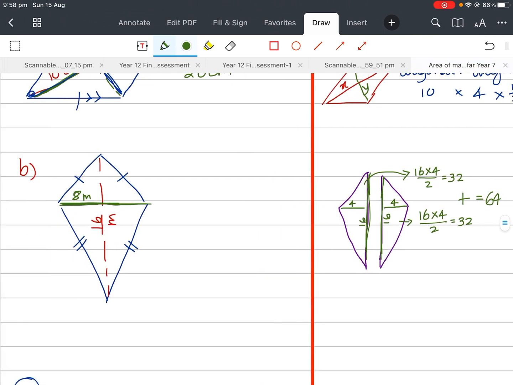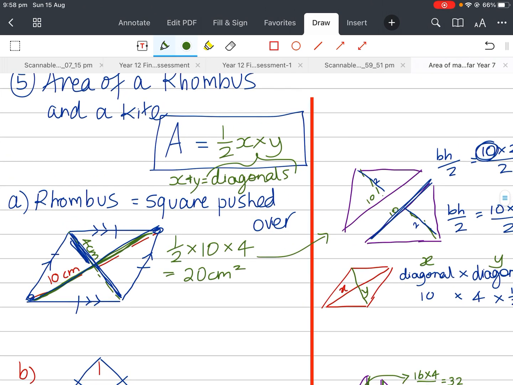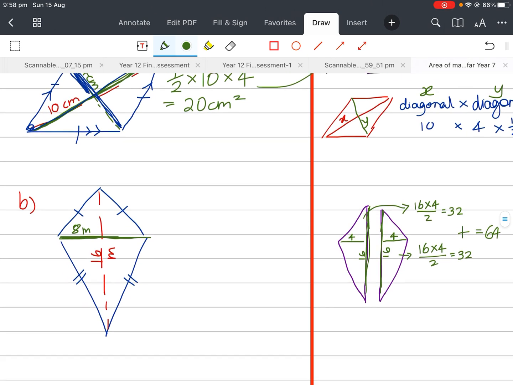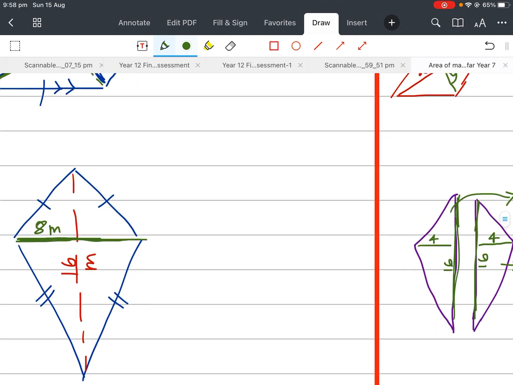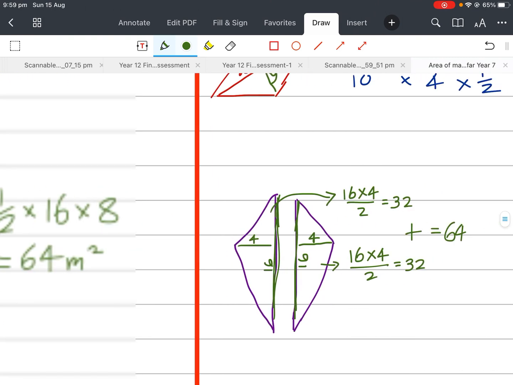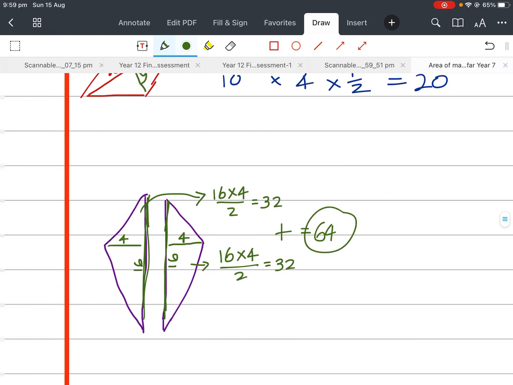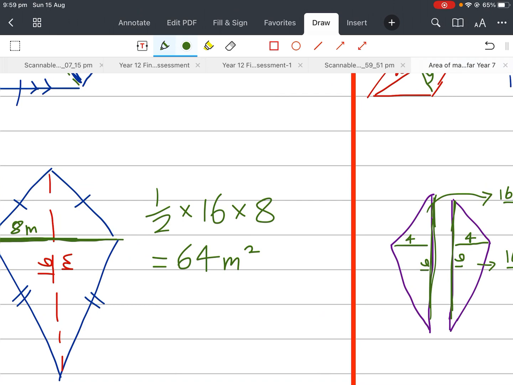Now, a kite, because it has diagonals, you can use this formula with it as well. The half xy means the same thing. So you could also have gone half times one diagonal 16 times the other diagonal 8. Now this time it goes all the way across. So using your calculator, half times 16 is 8, and 8 times 8 is 64. It's in meters, so I write meters squared. So either way, we get the same answer of 64, don't we?